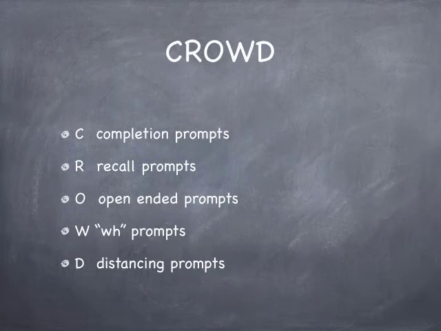With completion prompts, your child needs to supply the missing word at the end of the sentence. They most easily occur with rhyming or repetitive books. They help develop your child's understanding of language structure. Recall prompts are just asking questions about the story. Don't save them for the end. These questions can be asked throughout the story.